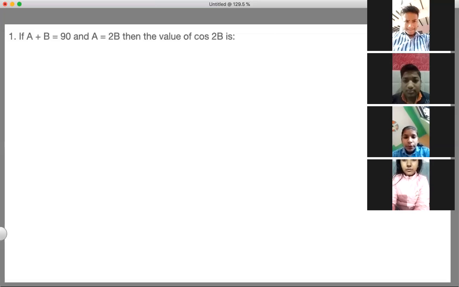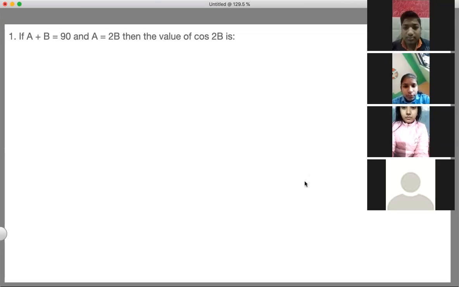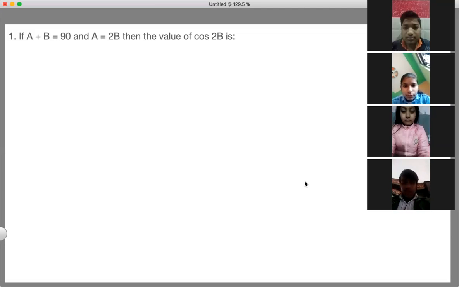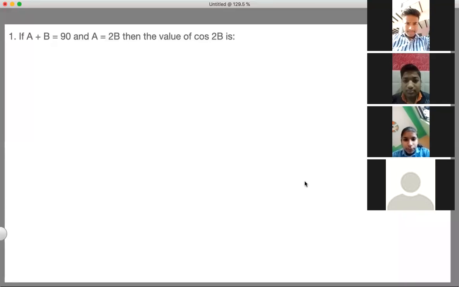So we will start the revision for the next chapter, which is trigonometry. We'll do a few questions to revise this. Theoretically, it's a very, very simple chapter. The important thing is that the questions in it are manipulation based questions. And let's work on those.